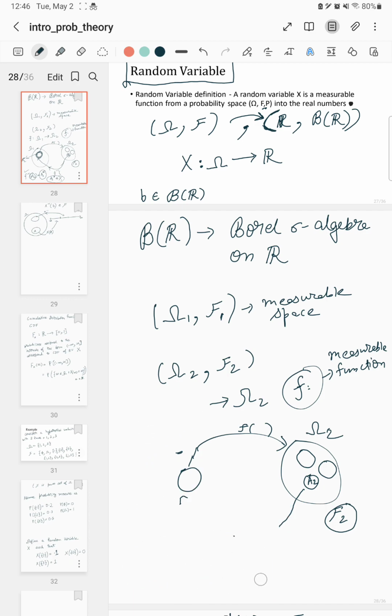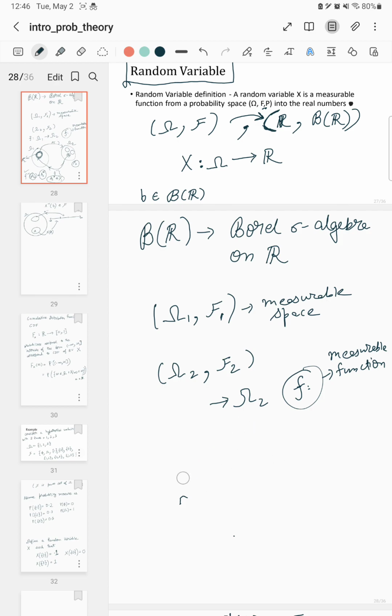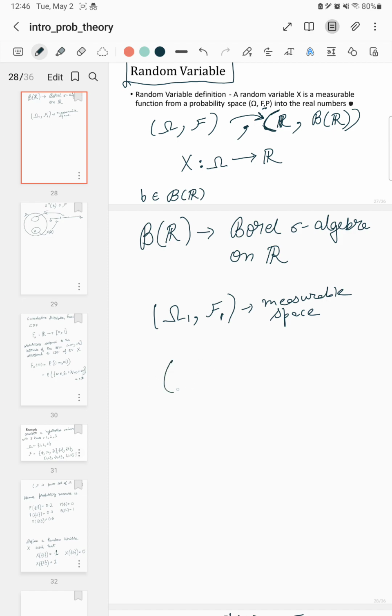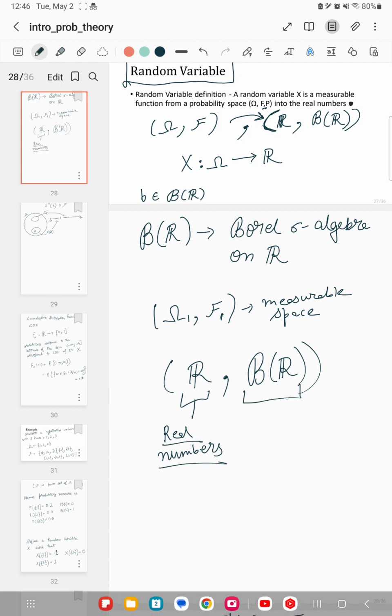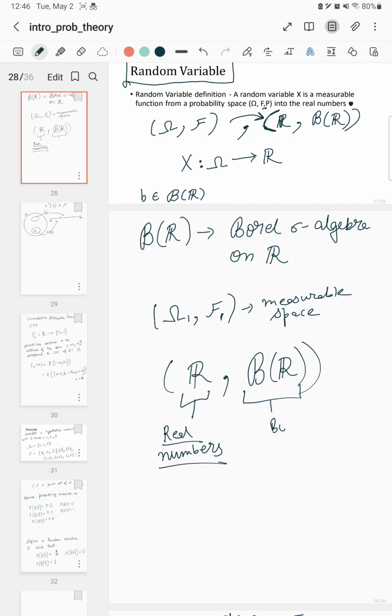Now, a random variable is also a measurable function. The only thing is that the measurable space to which it points is this measurable space. So a real random variable points to this measurable space. The sample space is the set of real numbers, that means all real numbers. And this is the Borel sigma algebra.